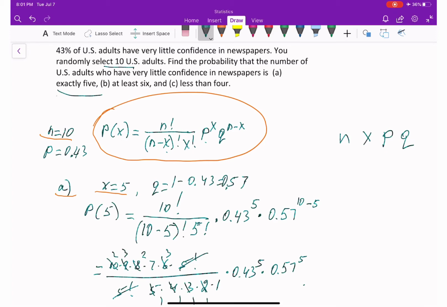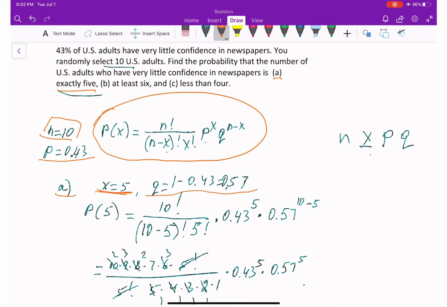Let's see what we have, what we don't have. N, we said it's equal 10. Okay, we have it. X, it's given in the A. Here it is, exactly 5. So I wrote down, we have it 5. P is 0.43. And Q we can calculate accordingly. 1 minus 0.43 gets 0.57.